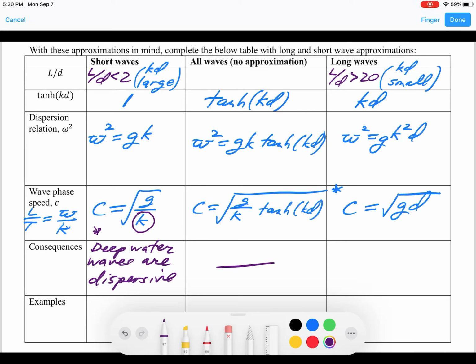For long waves, we see that the wave speed is independent of the wave period, provided that the waves are all long, right? So what that means is that the depth sets the speed of the wave, okay? So depth sets the speed. And then all waves that are shallow in a given depth travel at the same speed, right? So waves are not dispersive, actually, if they're all shallow.